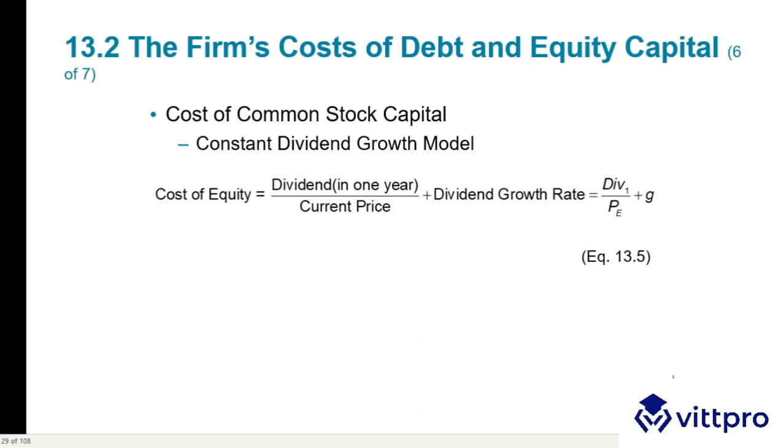Here we are using dividend divided by the price, but you can only use it if the stock is listed on a stock exchange. Then only you will know the price, right? If the stock is not listed, you don't know the price, so you cannot use this formula. But the first formula you can use if the company is not listed. That's the difference between these two formulas.